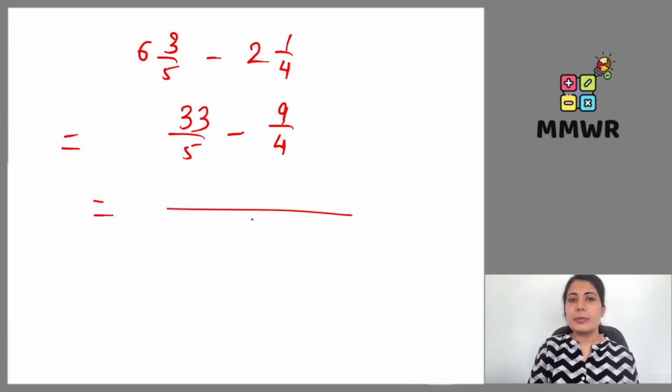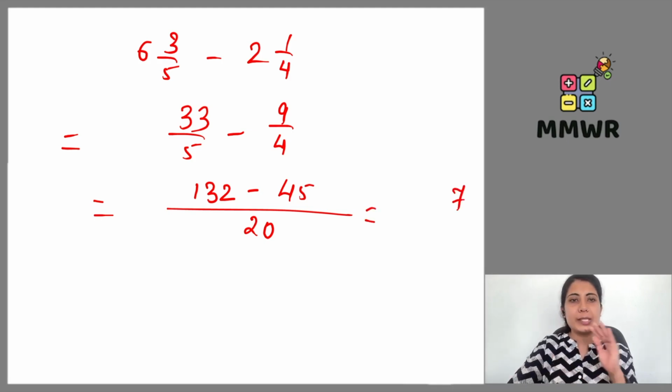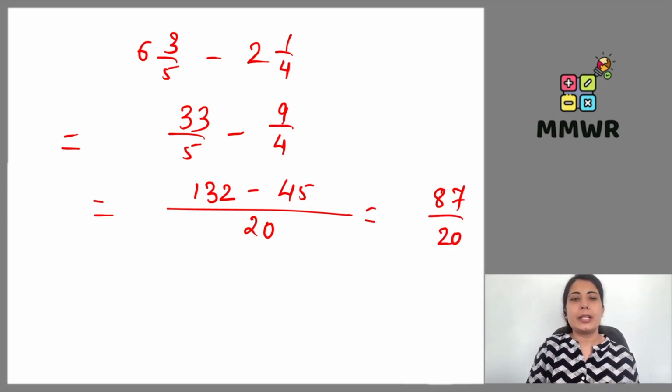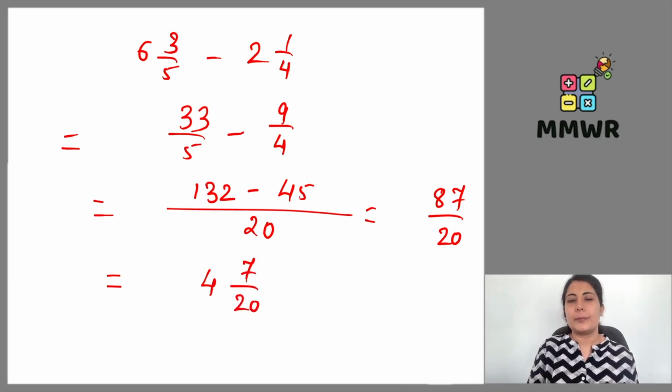When we take the LCM here, this will be again 20. 4 3s are 12 plus 1, 13, minus 9 5s are 45. 132 minus 45 gives me 7 at the ones place. 12 minus 4 gives me 8. 87 upon 20, 4 times it is divisible, 4 20s are 80. 87 minus 80 gives me 7 upon 20.